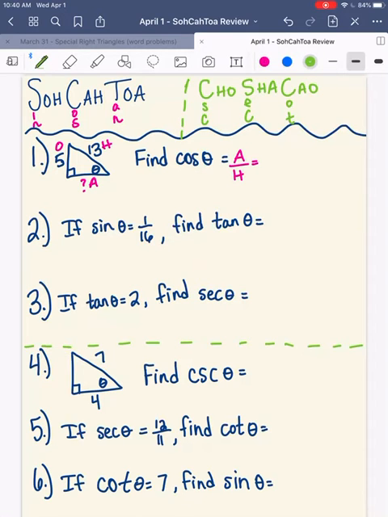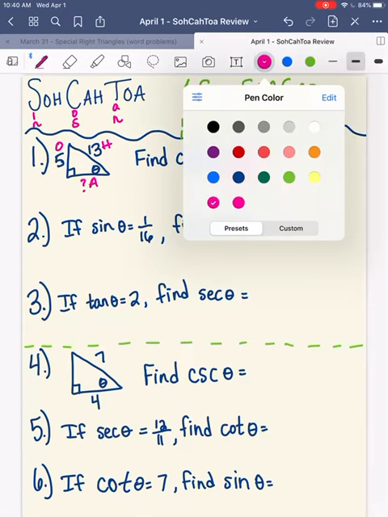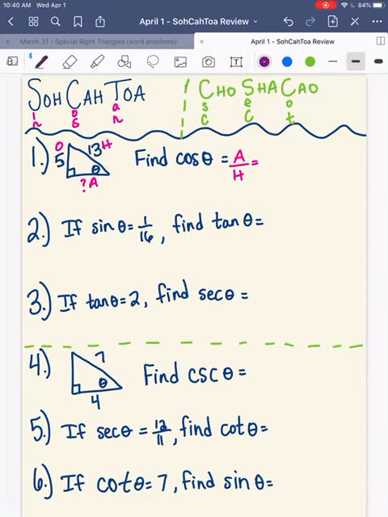So how do we find the adjacent? Well, we're going to do Pythagorean theorem, okay? So we're going to do 5 squared plus b squared equals 13 squared, okay? And then we're going to type in our calculator. 25 plus b squared, and then 13 squared is 169. And then we're going to subtract our 25.